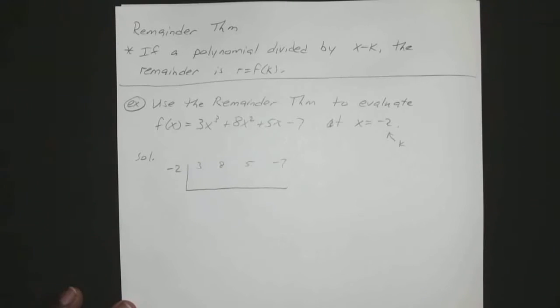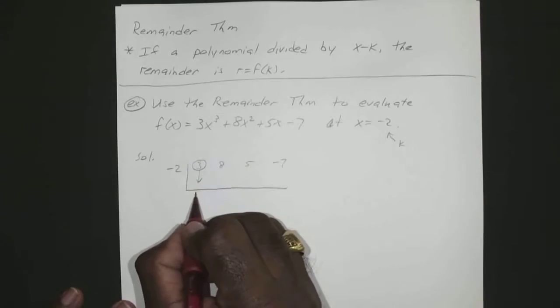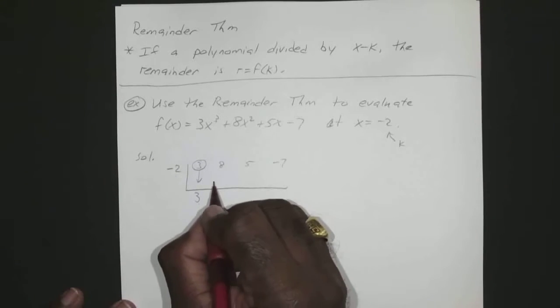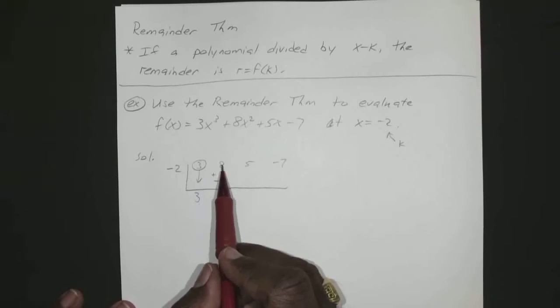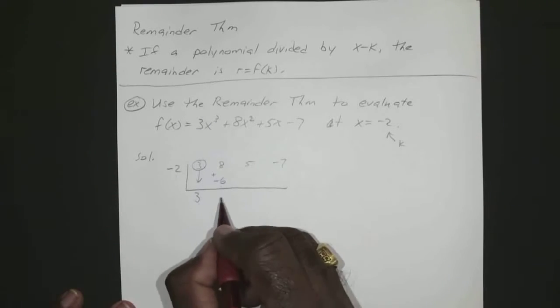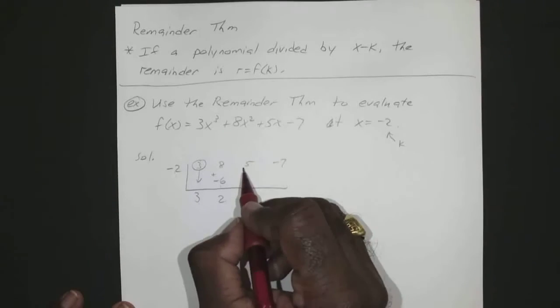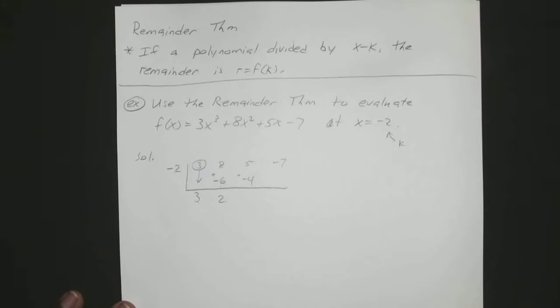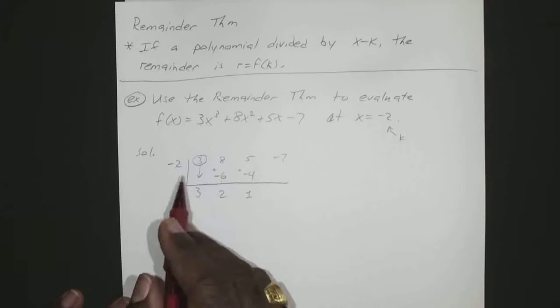Okay. So remember that first one, you just bring it down. Okay. So -2 times 3 is -6. And you add those two together. 8 plus -6 is 2. So now you multiply. -2 times 2 is -4. And you add those together. Okay. So 5 plus -4 is 1.